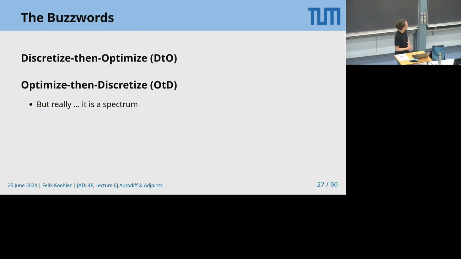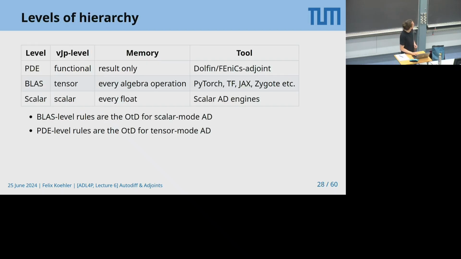Nevertheless, I want to use it as a way to say that for the OTD approach, we are on a higher level, versus the DTO, where we are on a lower level. So let's compare these levels. So far, we looked at 3 major levels: the PDE level, the BLAS level, and the Scalar level.